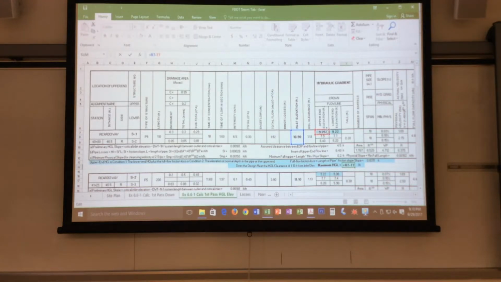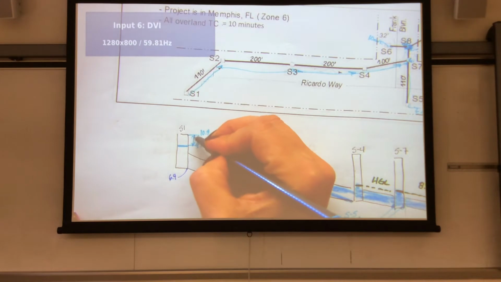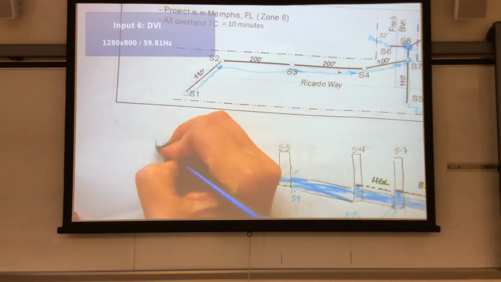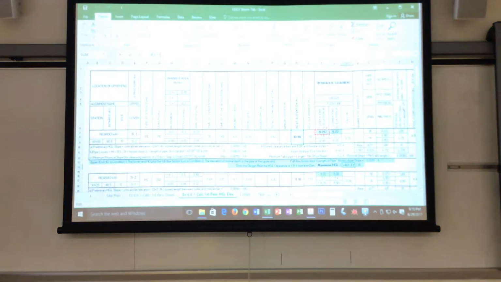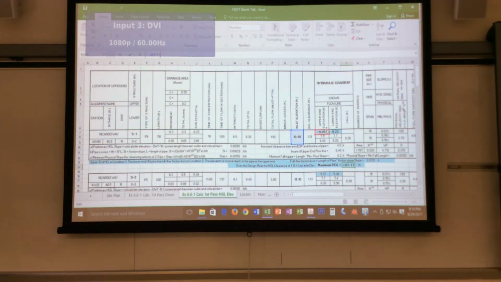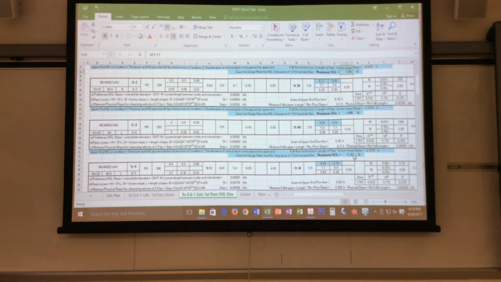When I subtract these two, it needs to be at least 1.13 or greater. That's what that clearance says. So I'm checking, I created a little line right here that says, does the design meet the HGL clearance? So this one has 1.65, looks good.